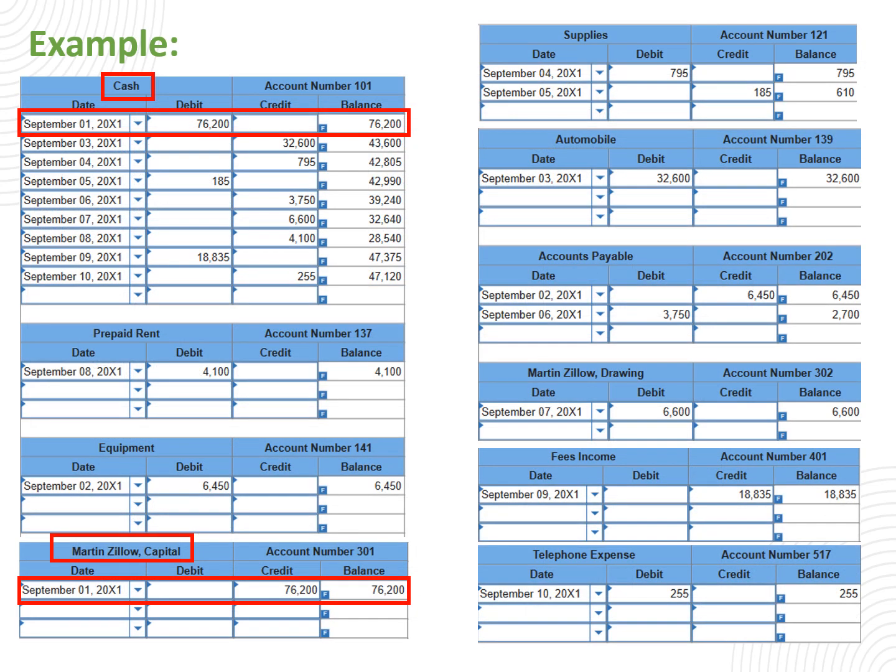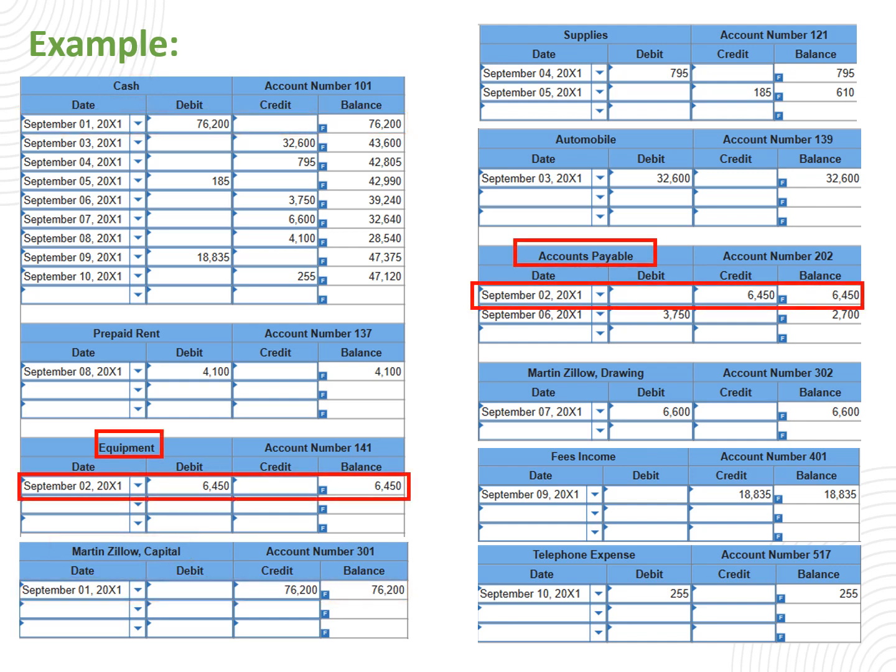Our last step is now to post each journal entry to the general ledger. For instance, to post the first transaction, we go to the cash account, we enter the date, and we enter the debit of $76,800. Then we calculate the new balance. Next, we'll go to the Martin Zillow Capital account and we enter the date, and then we enter the credit of $76,800 and calculate the new balance.